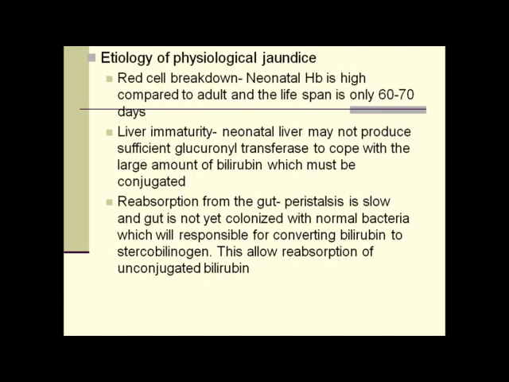The etiology of physiological jaundice is, first, red cell breakdown. Neonatal Hb is high compared to the adult, and the red cell lifespan is only 60 to 70 days. Second is liver immaturity. The neonatal liver may not produce sufficient glucuronide to cope with the large amount of bilirubin which must be conjugated.